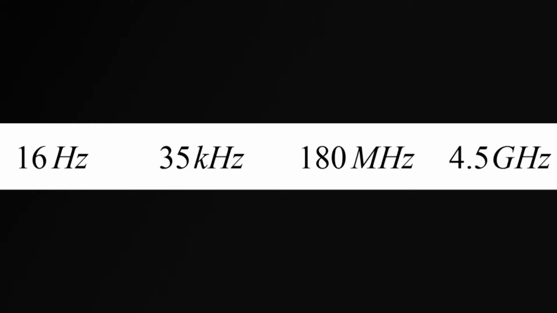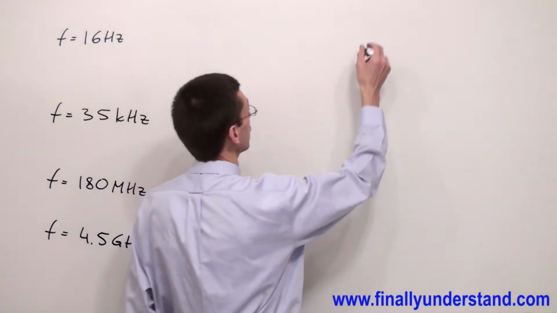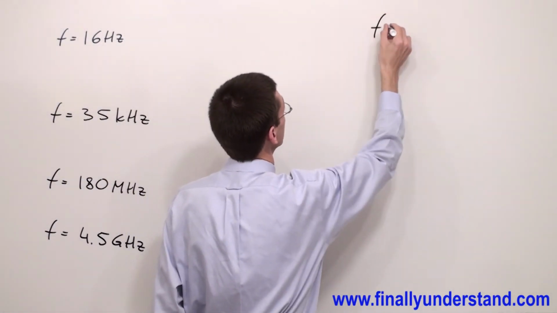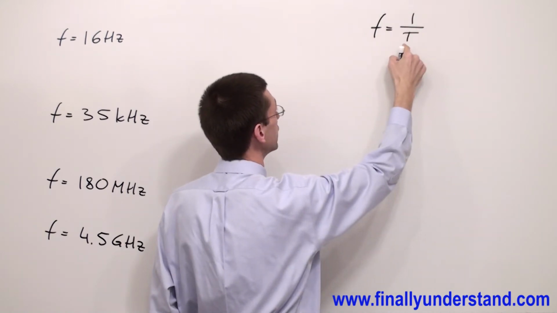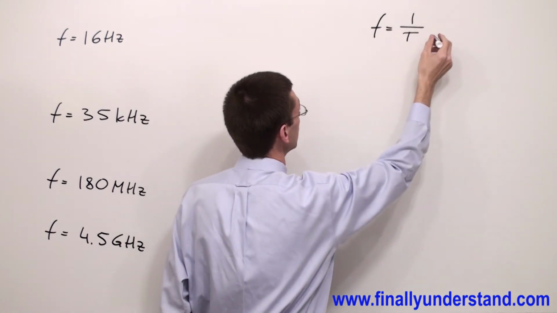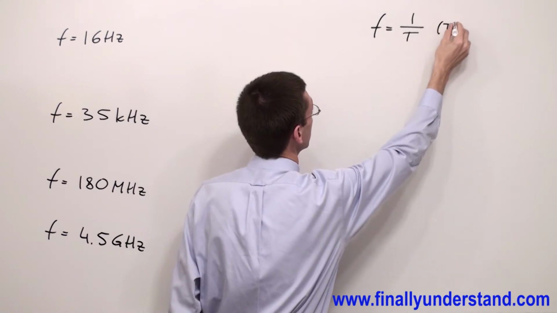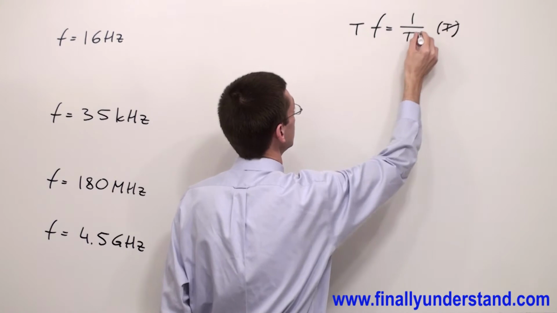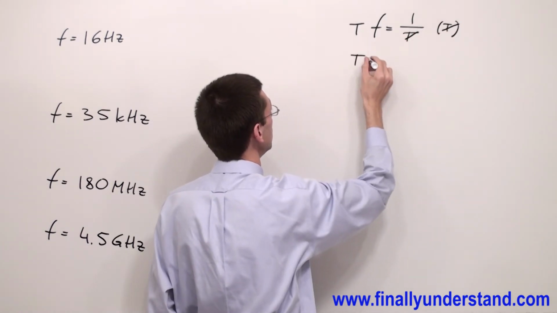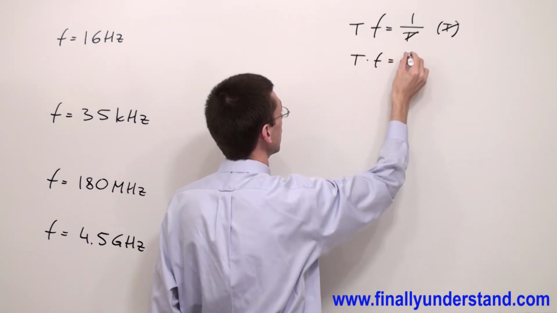This time we're supposed to find the periods for the following frequencies. Remember, the formula for frequency says frequency is equal to 1 over period. If you want to find the period, you have to eliminate the fraction, which means you have to multiply both sides of the equation by T. T and T will cancel out. T times f is equal to 1.